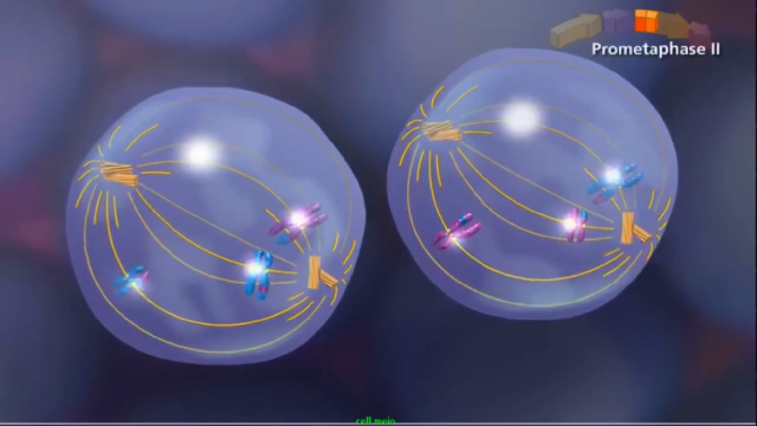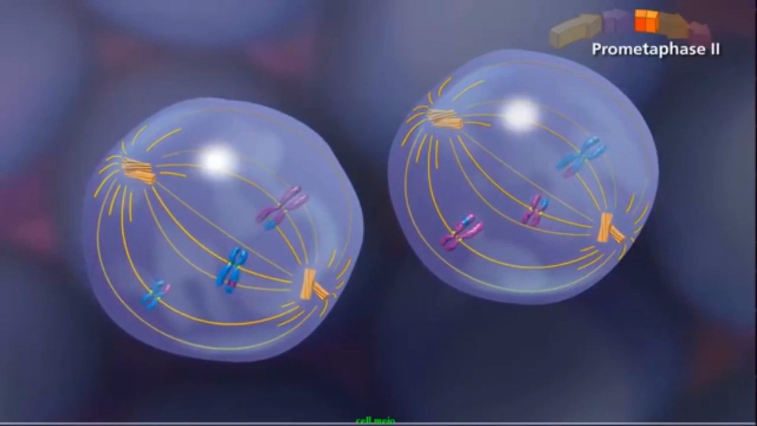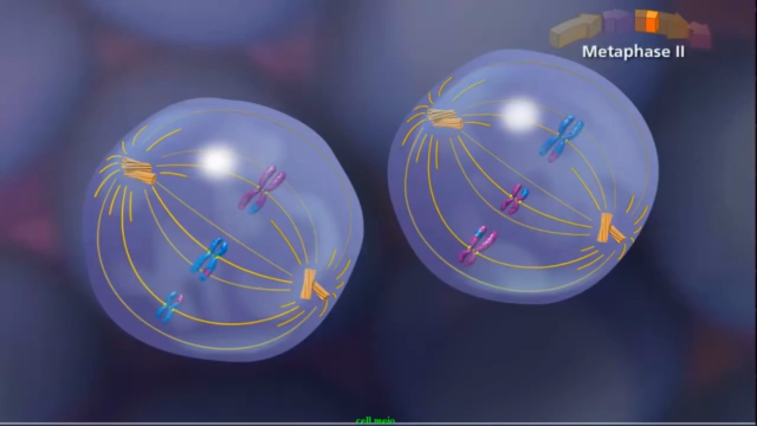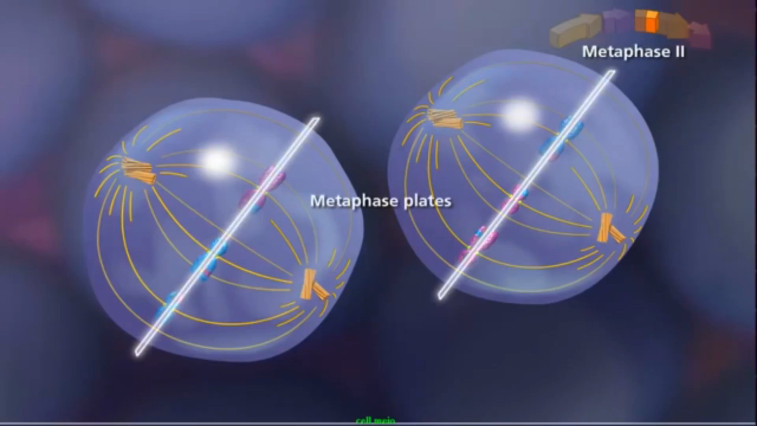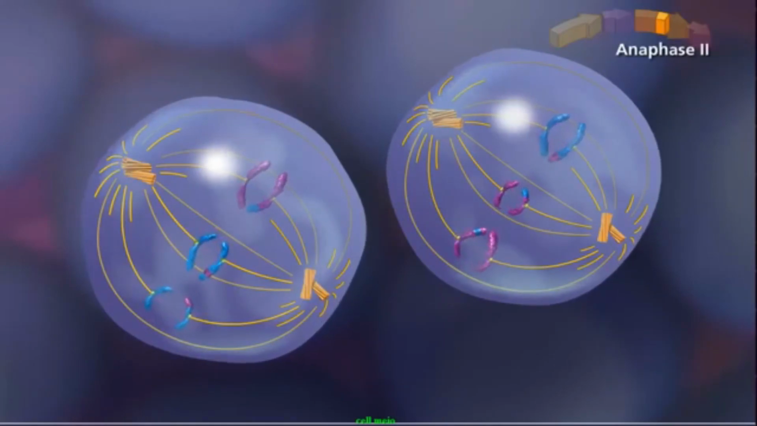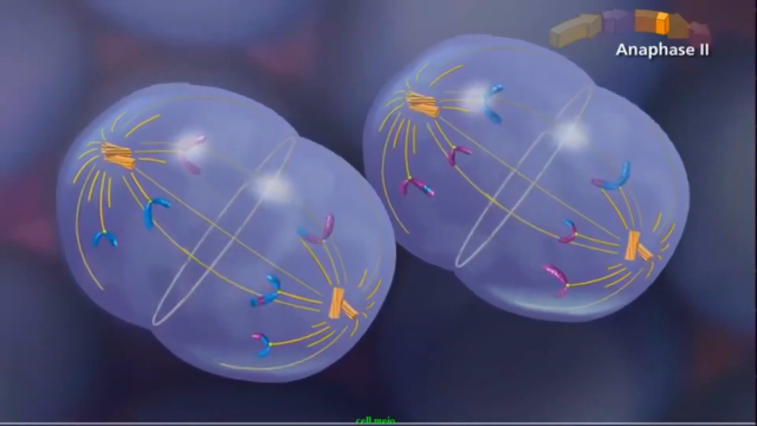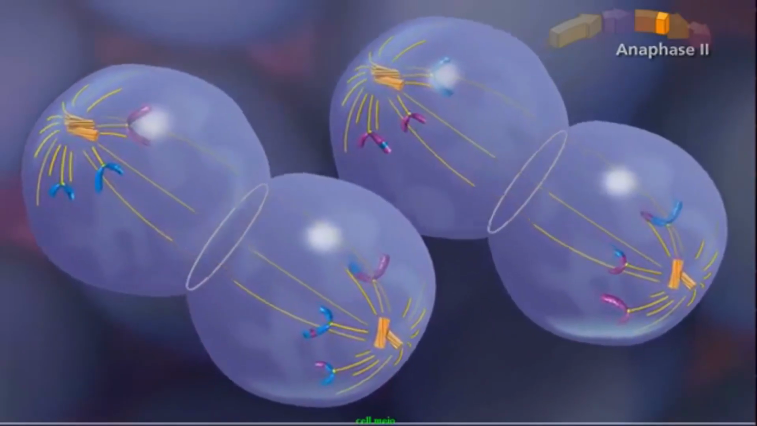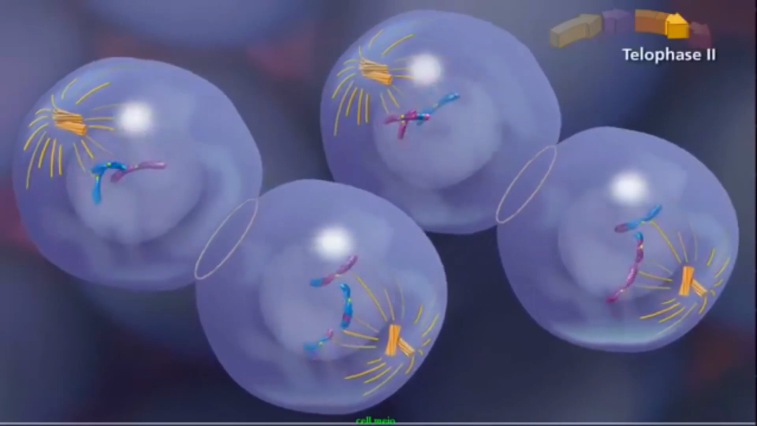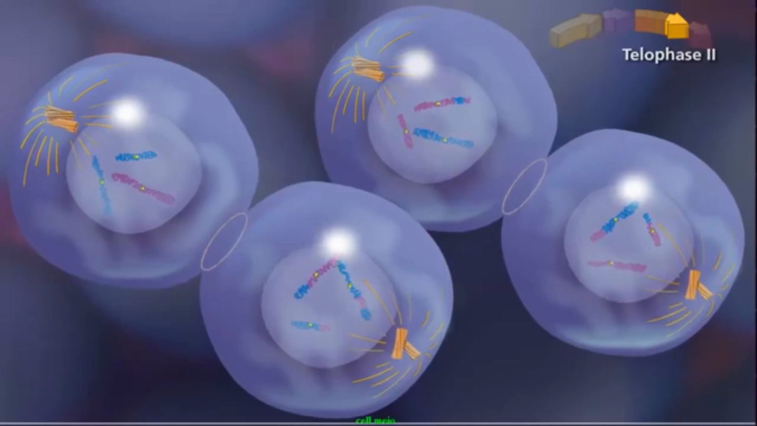In prometaphase II, the sister chromatids attach to the spindle by kinetochore microtubules, with sister chromatids attached to opposite poles. The spindle aligns the sister chromatids along the metaphase plate during metaphase II. During anaphase II, sister chromatids separate and individual chromosomes move toward the poles. The entire process ends with telophase II, as the chromosomes decondense and the nuclear envelope reforms.